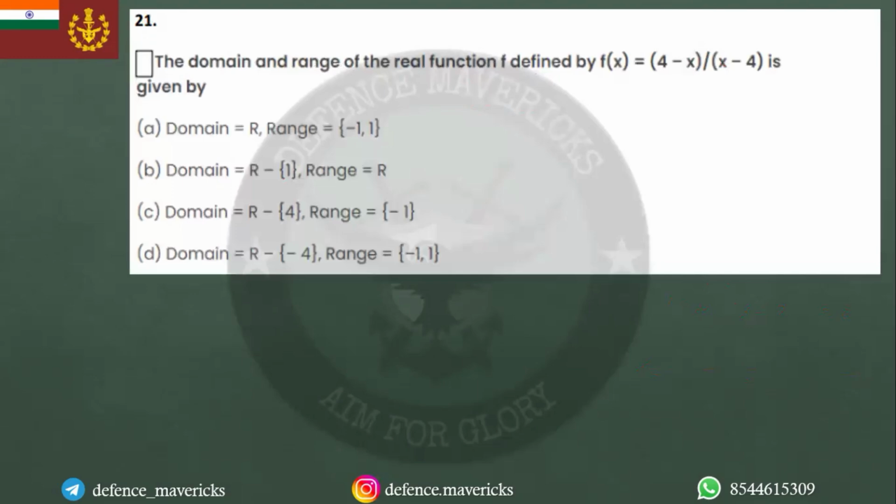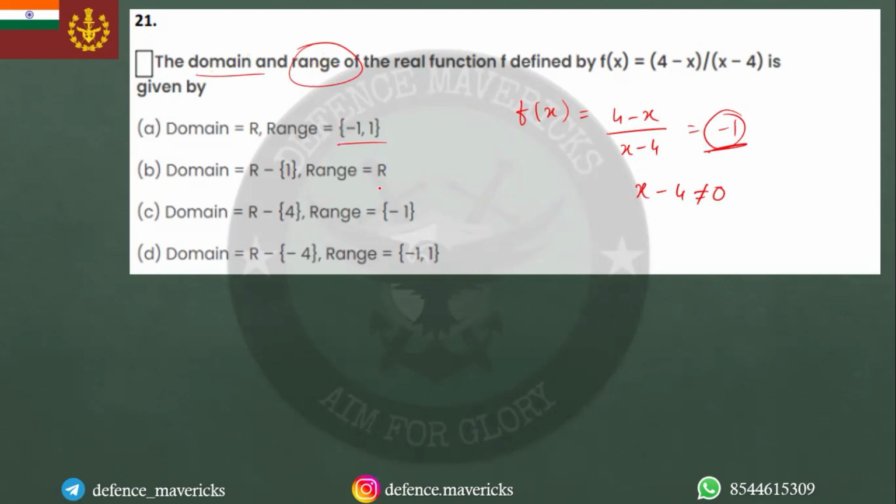Now again this one: the domain and range of the real function f defined by f of x equal to this. If you see, this f of x is very easy: 4 minus x by x minus 4. These are just opposite of each other, so you can just say -1. The only thing is that x minus 4 should not be 0, because if this is 0 then x itself is not in the domain. Domain and range are asked, so range means all the possible outputs. The function itself is just -1, so -1 is the range.